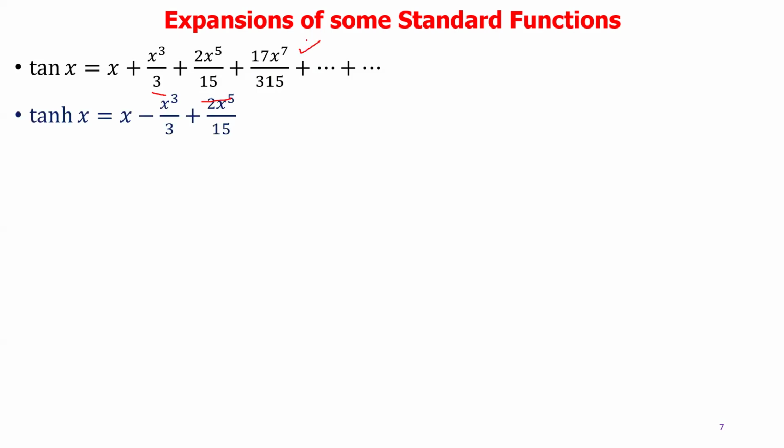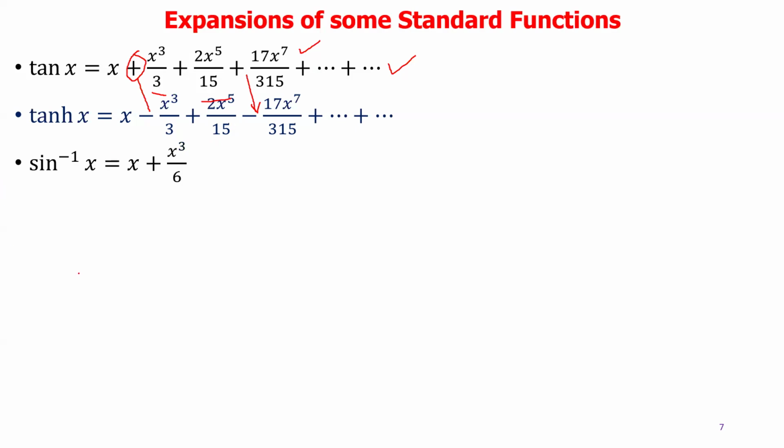The expansion of tan hyperbolic of x is x minus x cube upon 3 plus 2x to the power 5 upon 15 minus 17x to the power 7 upon 315. So if we see the expansion of tan x and tan hyperbolic of x, we are only giving the differences. Plus and minus will come alternatively in the case of tan x, but all terms will be positive if we want to expand tan hyperbolic of x.